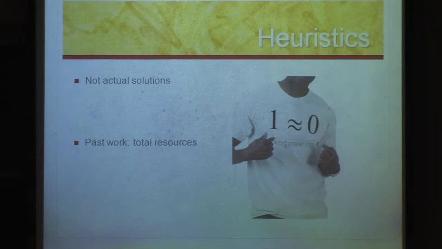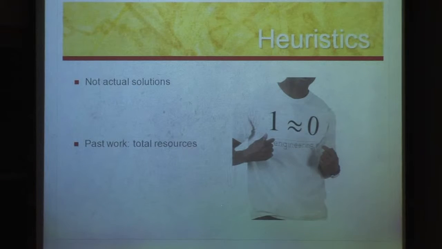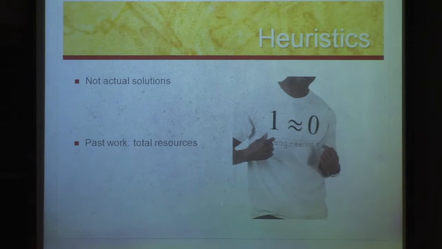So a heuristic, as you may know, is not an actual solution. It's pretty close. It's an approximation, like the picture on the right. And so I developed heuristics, and in past work, they developed heuristics too. The past heuristics mostly focused on minimizing total resources, although they didn't really set their definitions of optimality, so it crossed over a little bit too.